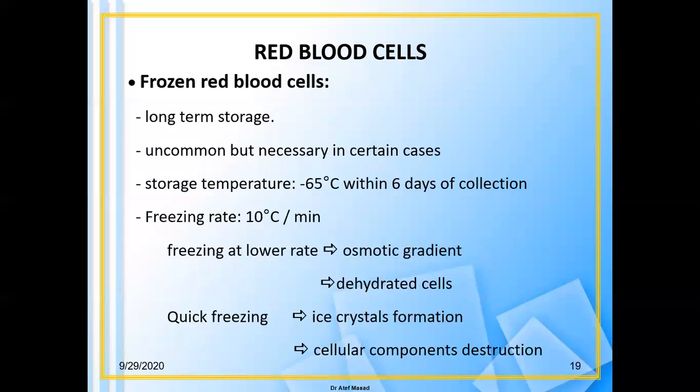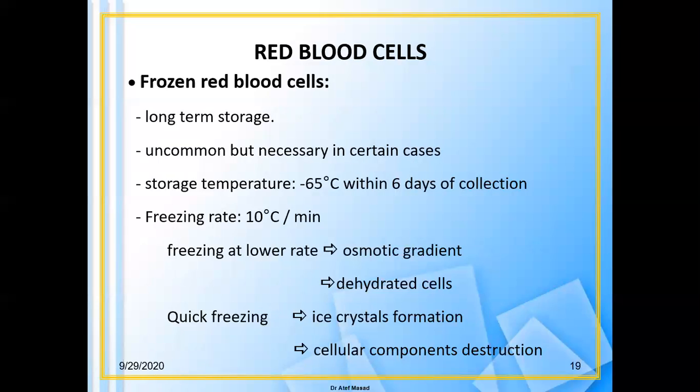And this is very important when we are talking about rare blood cells. It is uncommon, but necessary in certain cases. As we said, uncommon, but we need it sometimes. The storage temperature will be at minus 65 degrees centigrade within 6 days of collection. So we have to freeze these red blood cells as soon as we can, before 6 days of collection.